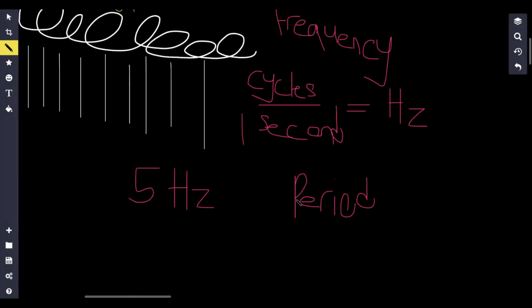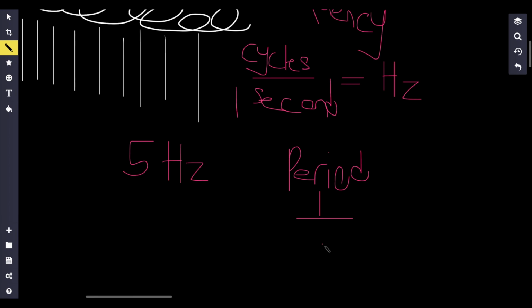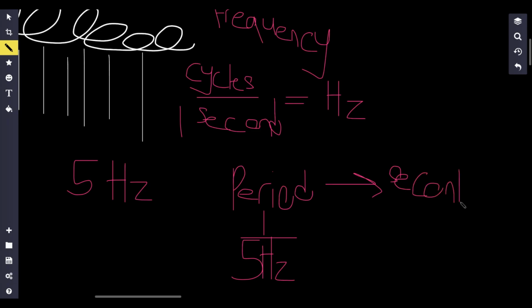All right. So for example, if I wanted to find the period of my wave, which is originally 5 hertz, I would just take 1 and divide it by my frequency, 1 over 5 hertz. Now the period is going to be measured in seconds per cycle, right? Because if frequency is measured in cycles for every 1 second, if I flip this around, then period is going to measure seconds per cycle. So all period does is it tells you how many seconds it takes for 1 cycle to occur.